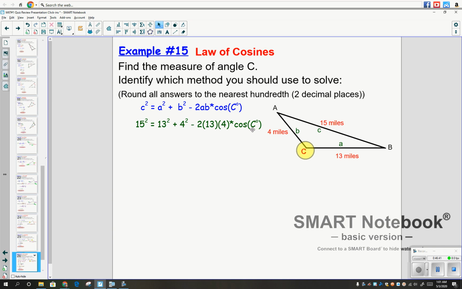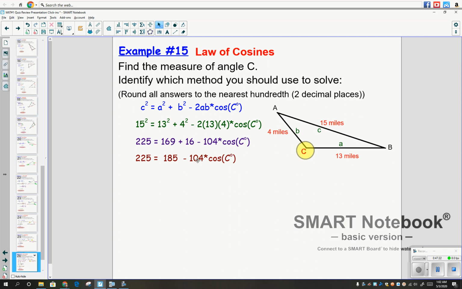Now I do need to do this step by step as I work through and hit all my order of operations. Let's start by squaring all the numbers. 225, 169, 4 squared 16, and then multiplying 2 times 13 times 4 to get minus 104. I'm solving for C. I want to get C by itself. I can combine like terms on the same side, which is 169 and 16. Because 104 is being multiplied by cosine, I can't combine that with the other two numbers. So I can only combine 169 and 16 to get 185.